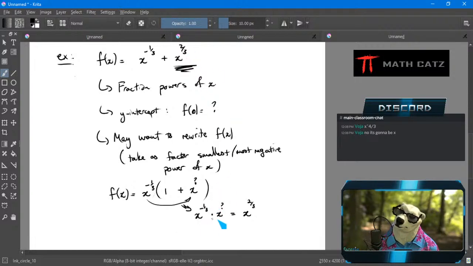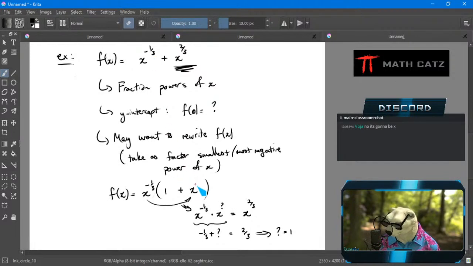Now, when I multiply with the same base, I add the exponents, and that should be 2/3. That means the question mark is a 1. That means I'm not going to write the 1 because if I write nothing, it's just x.